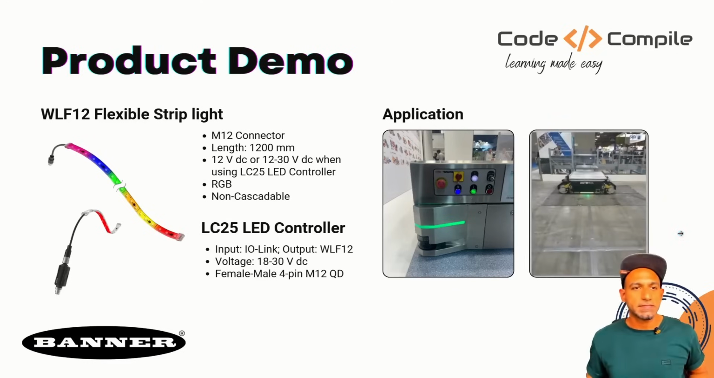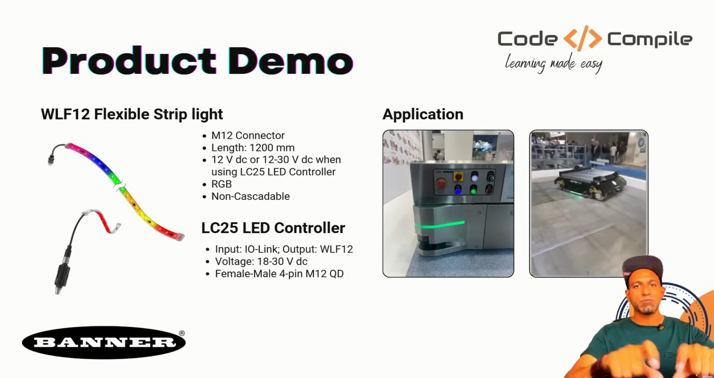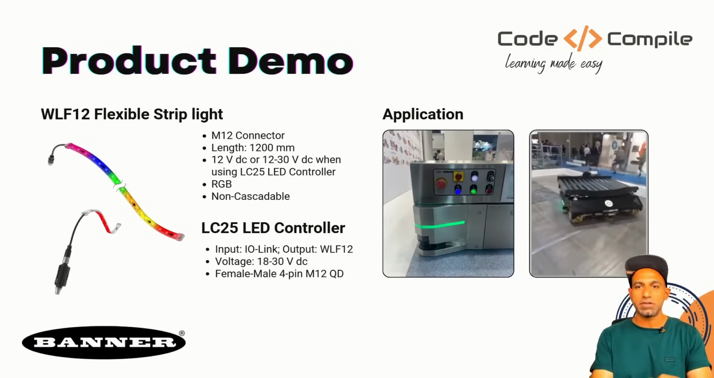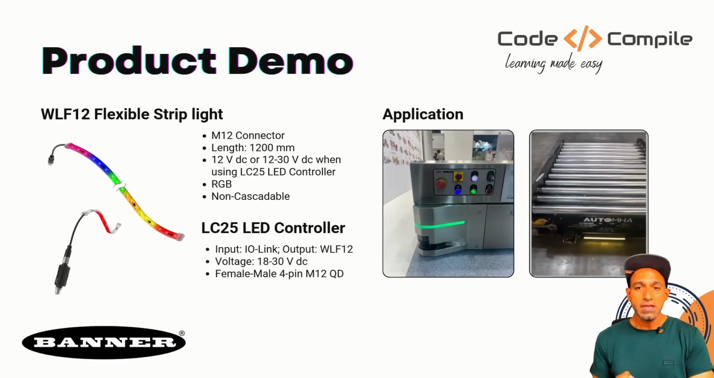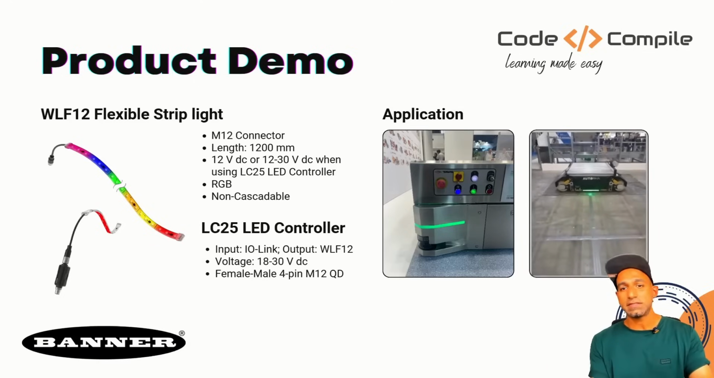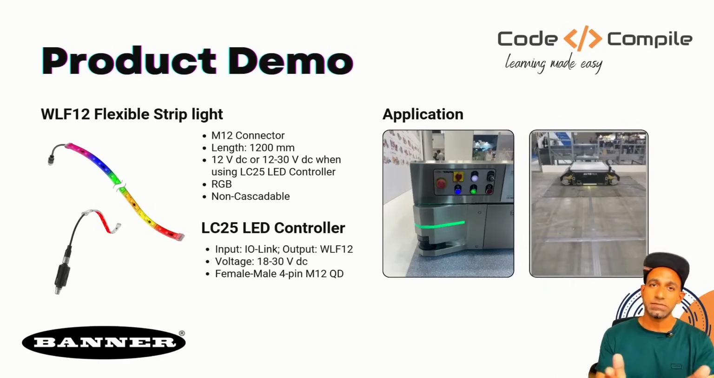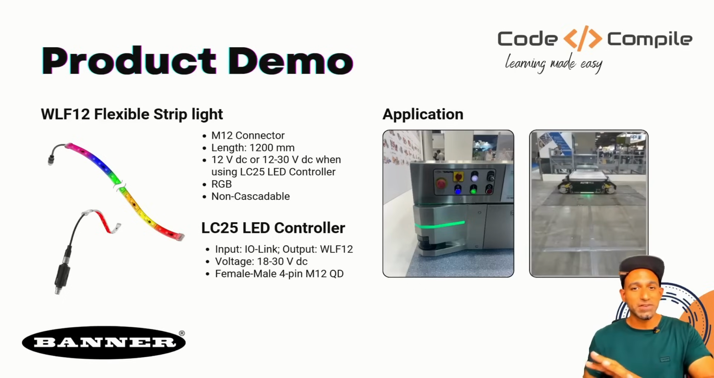Jumping to the next device, WLF12 flexible strip light. Same as the old one, but this is more flexible. You can move it the way you want. You can put it on device. Like for example, you can see that we have an AGV, and when AGV is close to an object, the color is changing. When it's green, it's in safe zone. If it's red or orange, it's a warning zone or a dead zone or a super dangerous zone.